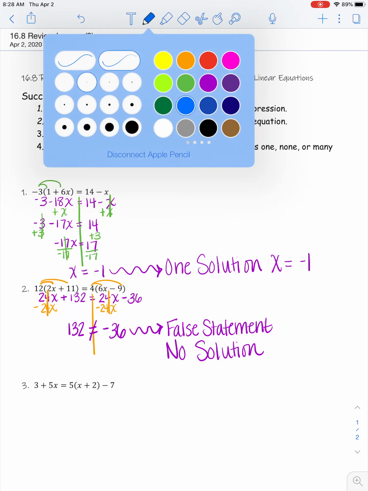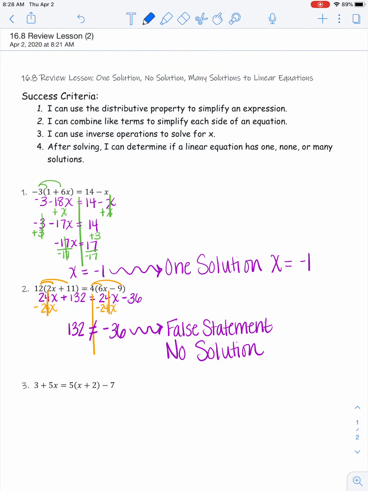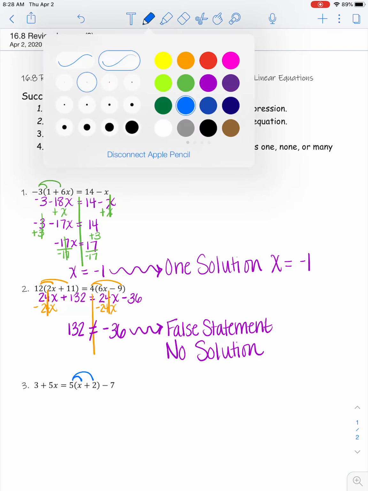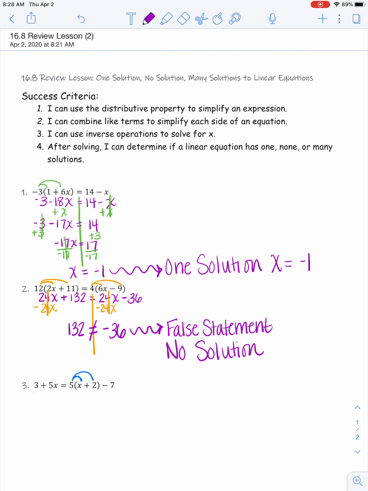Okay, last type that we're going to look at is number 3. And we are still going to follow the same success criteria. So distribute if we can, which we can. We have a 5 to distribute on the right. And when I distribute that 5, I get 5x plus 10. I still have that minus 7 on the right.